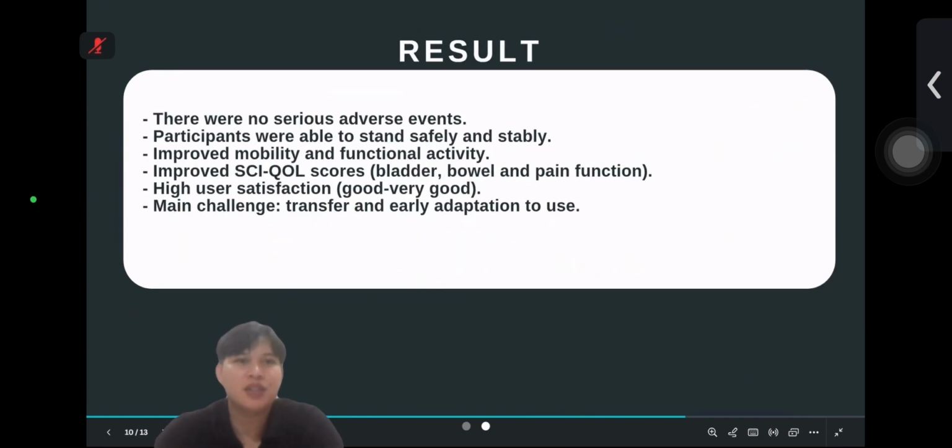For the result, there were no serious adverse events. Participants were able to stand safely and with stability, and improved mobility and functional activity, improved SCI quality of life scores, bladder and bowel, and pain function, and high user satisfaction, good until very good. For the challenges: transfer and early adaptation to use.